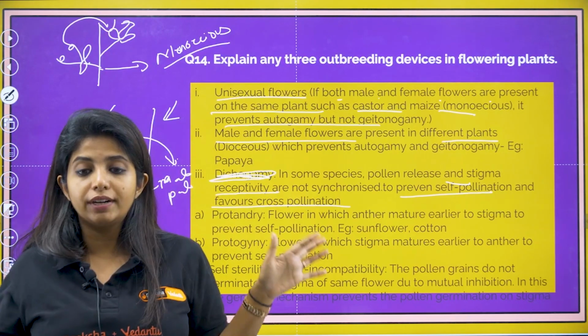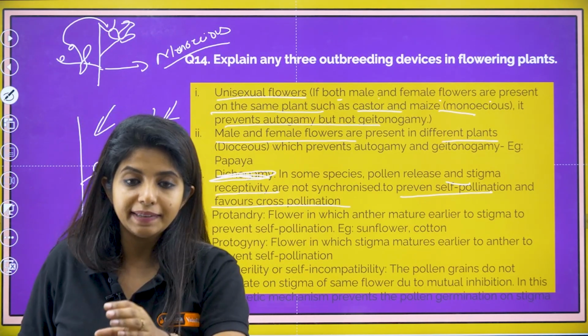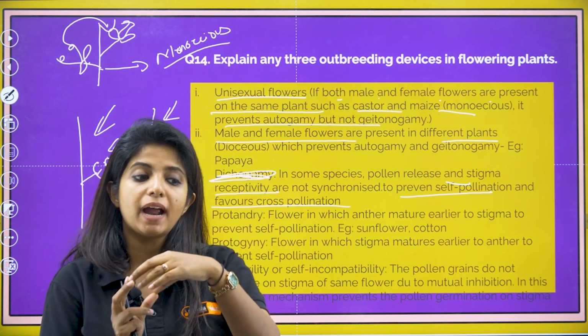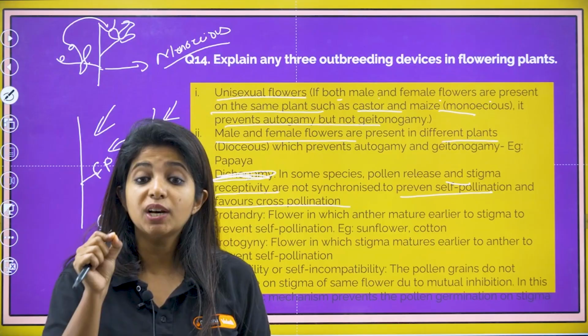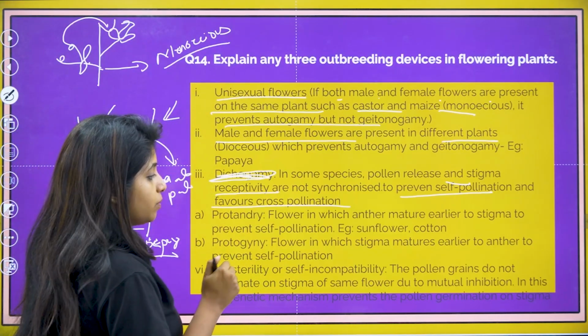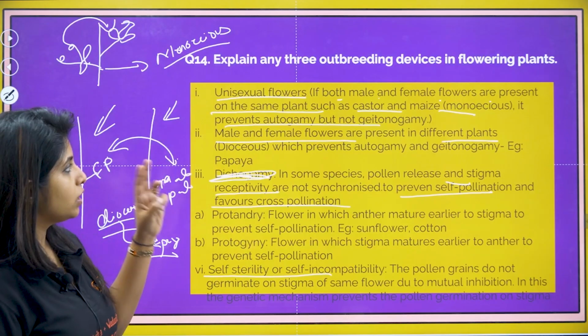So this is totally a genetic mechanism. Pollen grains, even though they land on the stigma, my dear children, the plant will not allow germination to happen. This is known as self-incompatibility. This is a genetic mechanism, you need to remember it. Self-sterility or self-incompatibility.